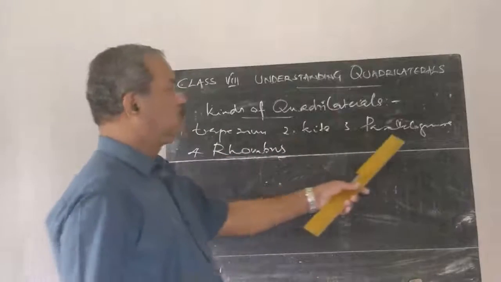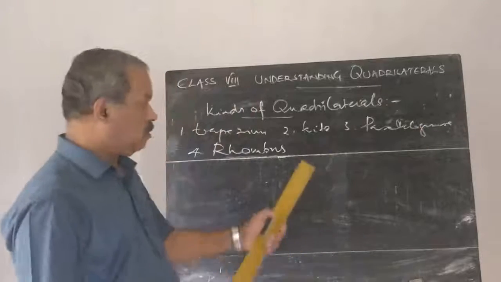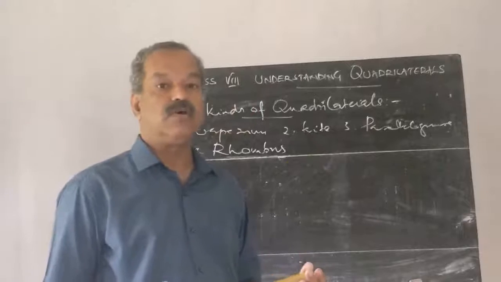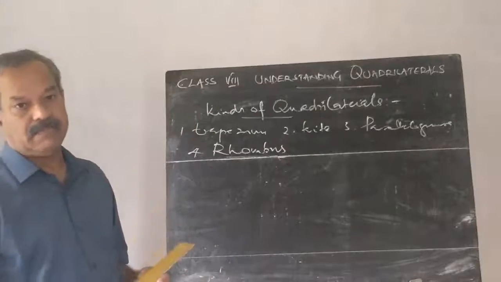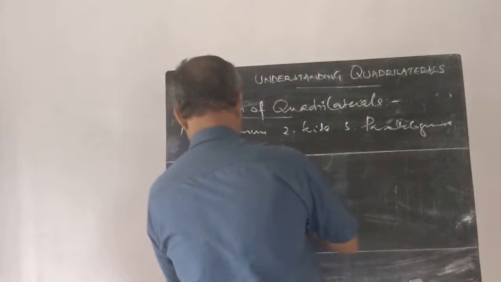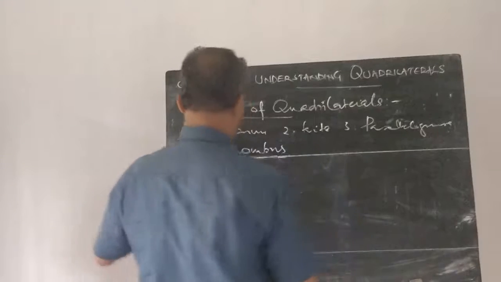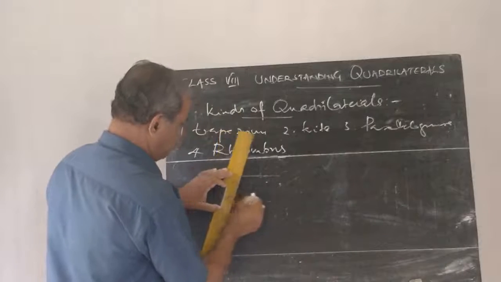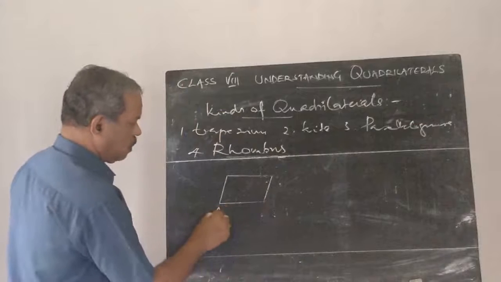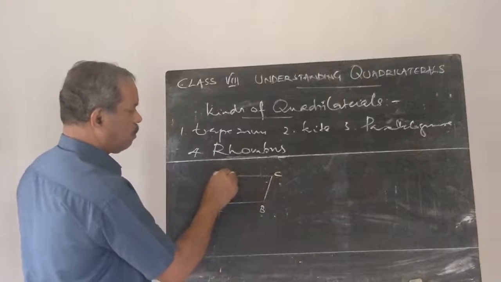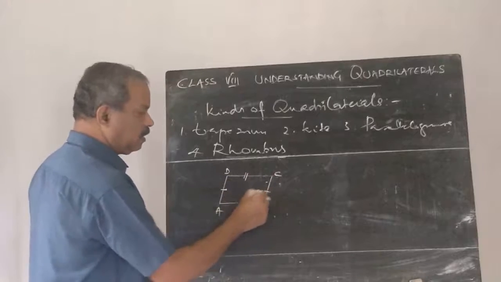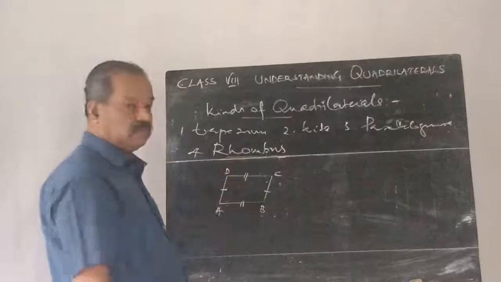What is a parallelogram? Parallelogram is a quadrilateral in which both pairs of opposite sides are parallel. This is a parallelogram. ABCD is a parallelogram. Here both pairs are parallel and equal.